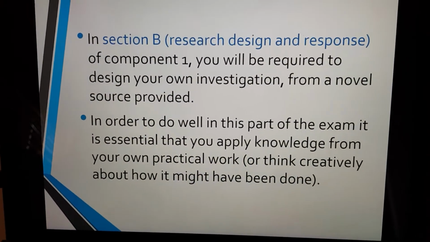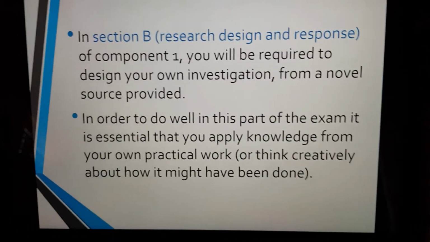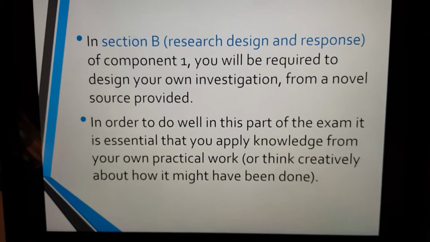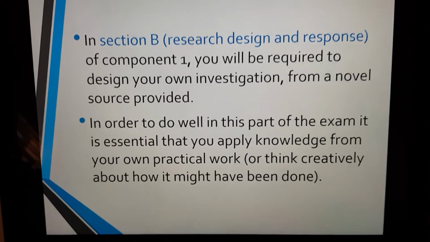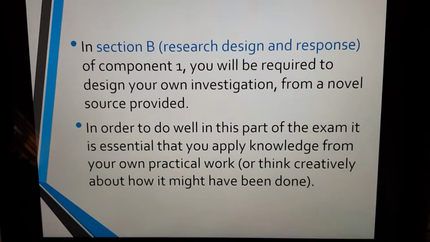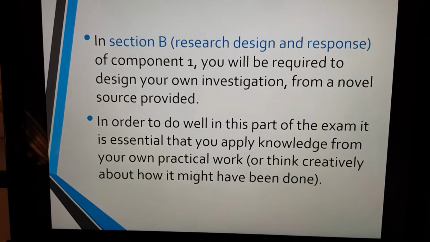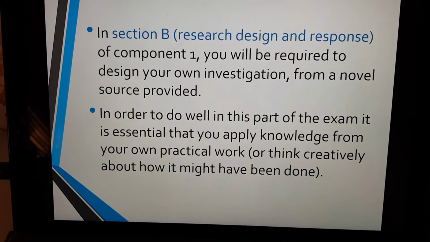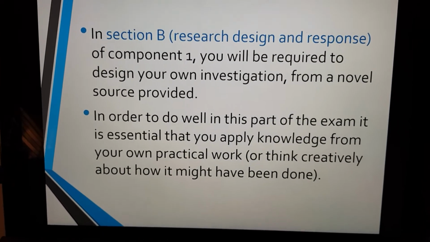So where you'll get a 15 mark question is in section B, okay, which is all about research design. And what they will do is give you a novel source, so they'll give you a bit of context, and they will ask you to do certain things with that bit of information. Okay, so there'll be 4 bullet points that they'll want you to address in the design of that experiment.